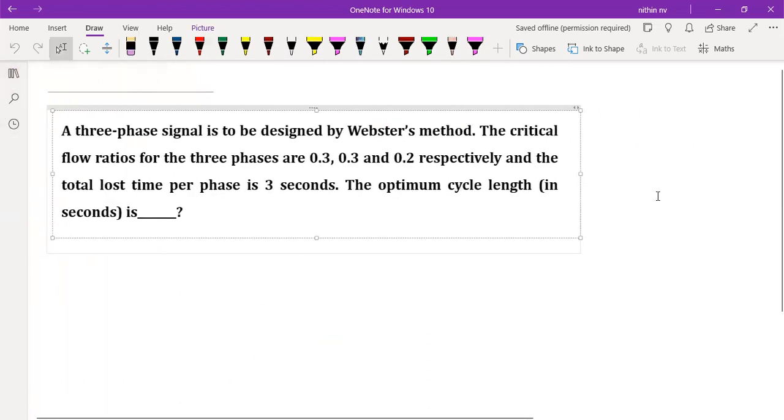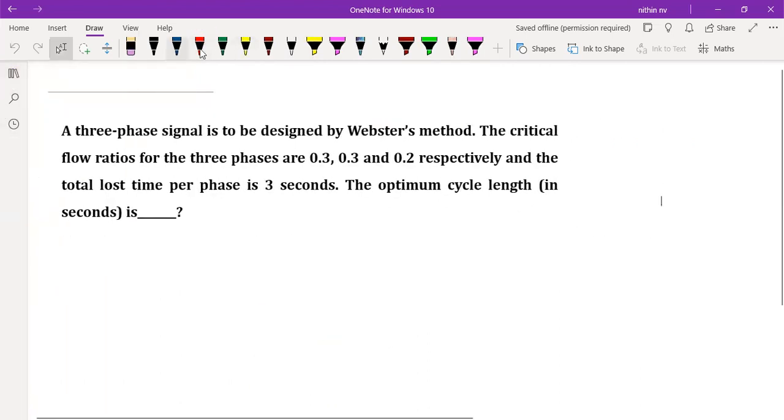I'm slowly increasing the quality of the question. Now, previously, we have seen there were 2 phases, no? Now, I don't have to explain this question, I guess. Can you please pause the video and solve it first? There are 3 phases, right? That is why they have given 3 critical ratios, right?